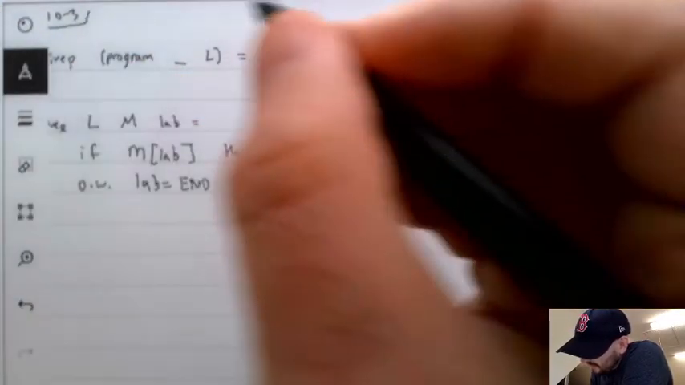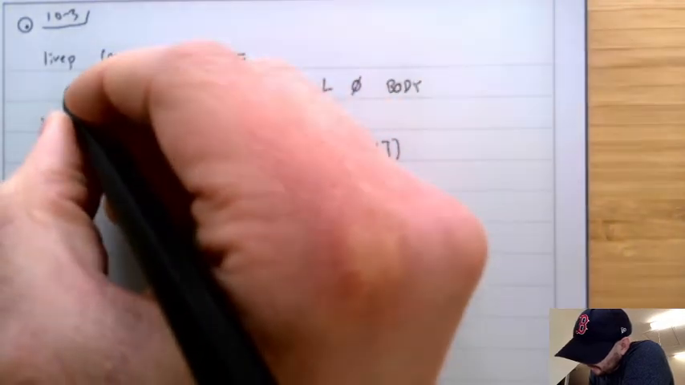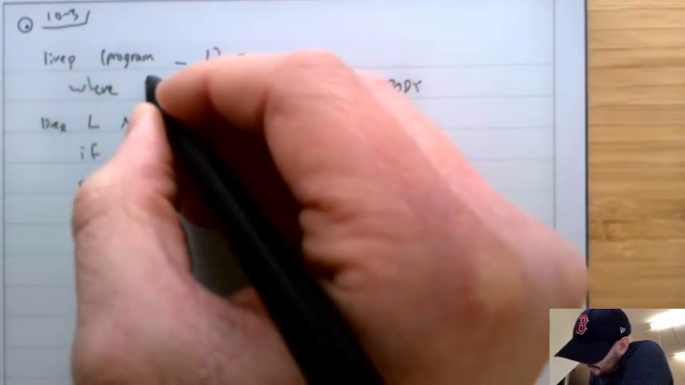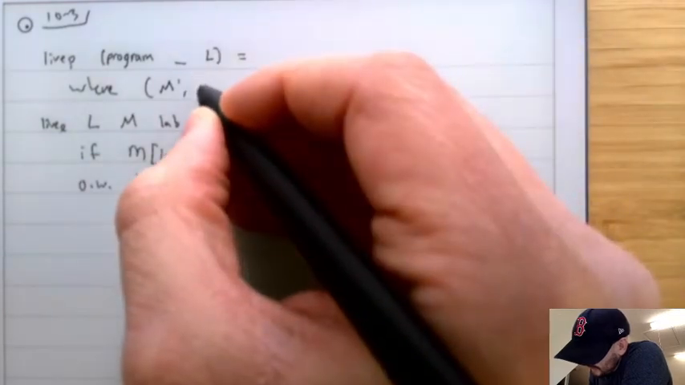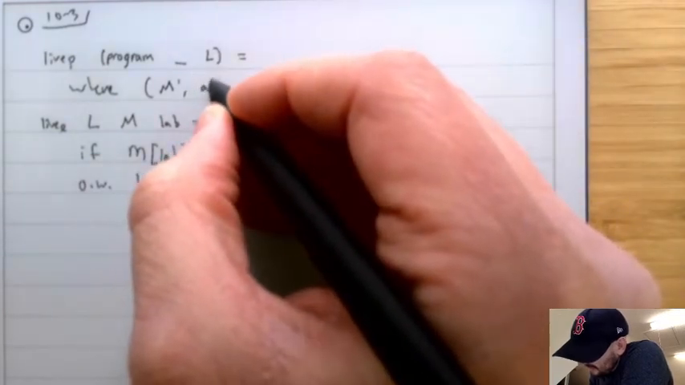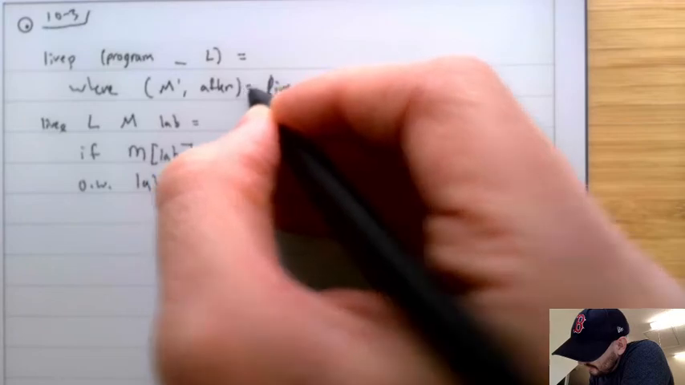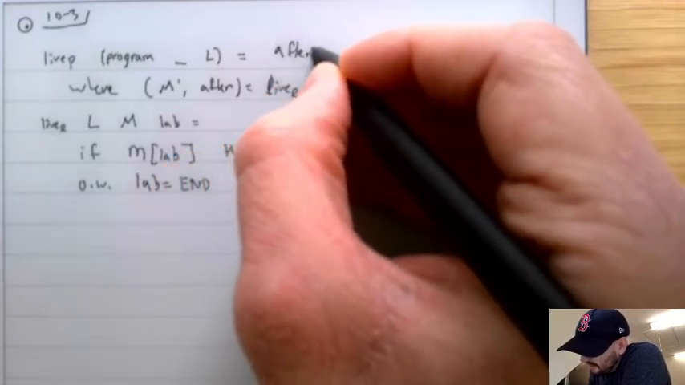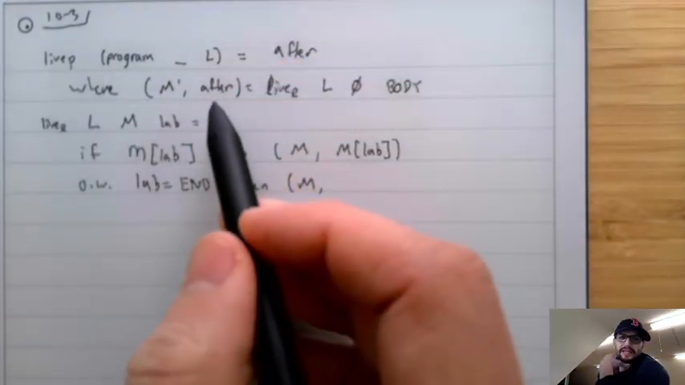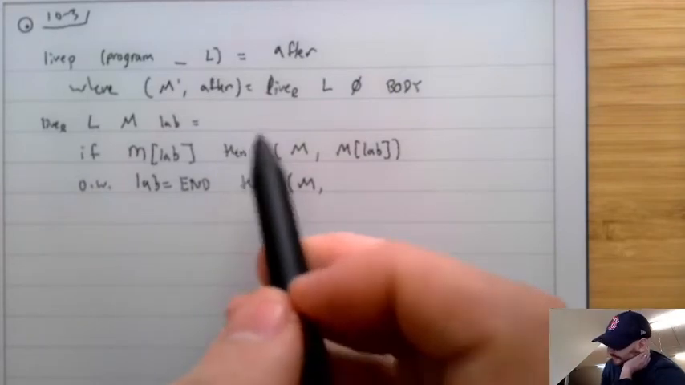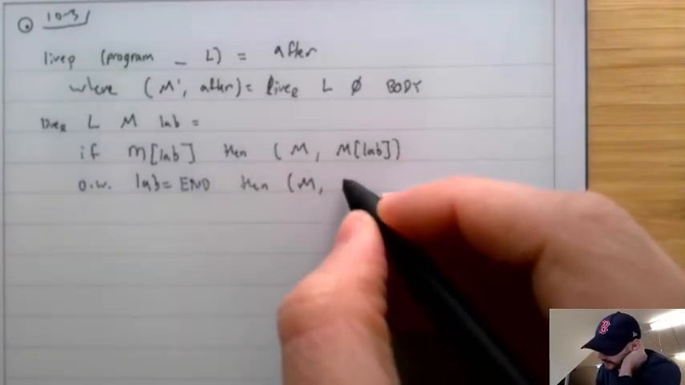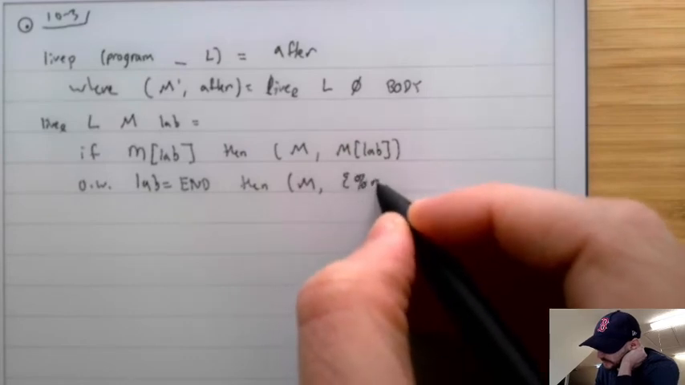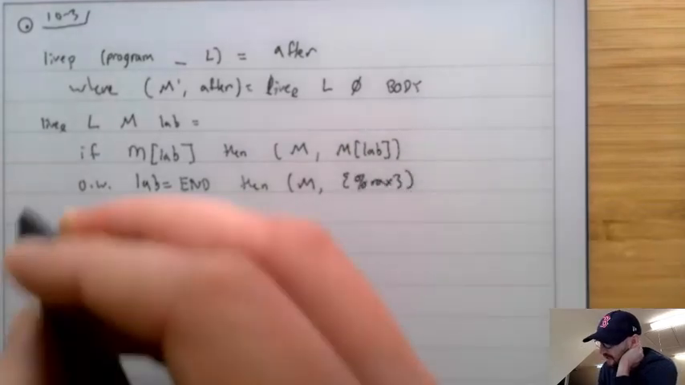There we go. Okay, so we're going to write where m prime and after equals this, and we're going to return after. So live P really just cares about the after sets. Okay, so then here we'll return %RAX, because when we're done, that's what we care about.